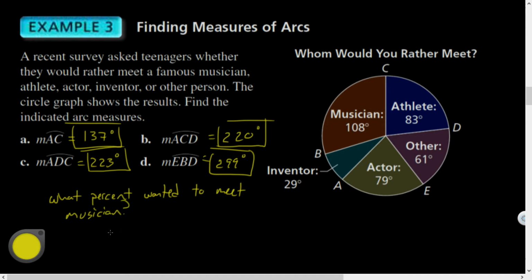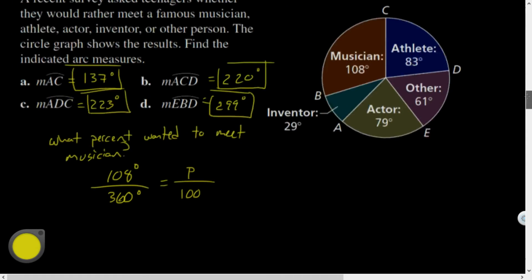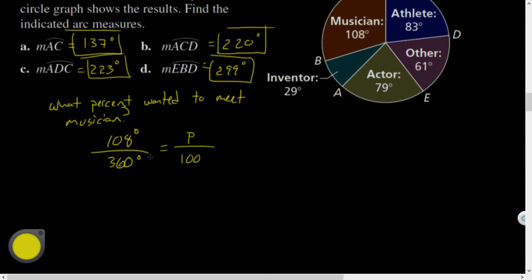So I know that 108 degrees out of how many degrees in a circle? 360 is going to equal their unknown percent out of what number? 100, right? So it's a third?